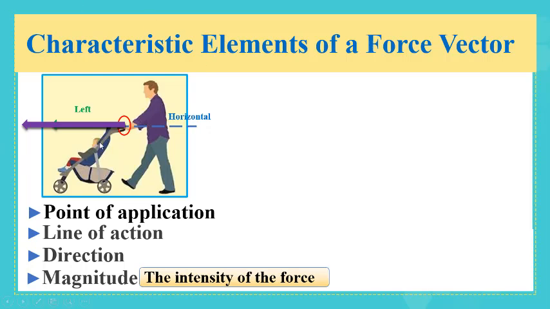So this vector represents all the characteristic elements of a force. It represents the point of application at which the force starts or is applied. It represents the line of action. It represents the direction of this force, and also it represents its length, the magnitude of this force.